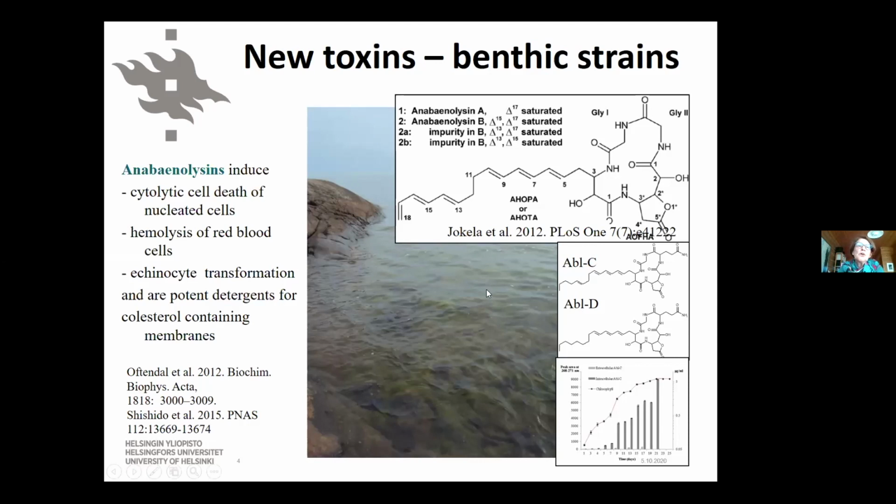These new toxins, which we call anabaenolysins, induce cytolytic cell death of nucleated cells, hemolysis of red blood cells, and echinocyte transformation, and are potent detergents of cholesterol-containing eukaryotic membranes. They don't affect prokaryotic membranes. So new toxins are found.